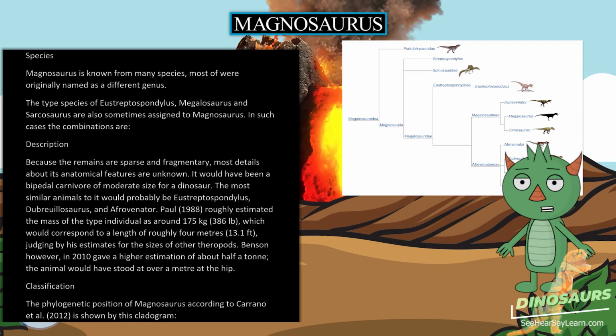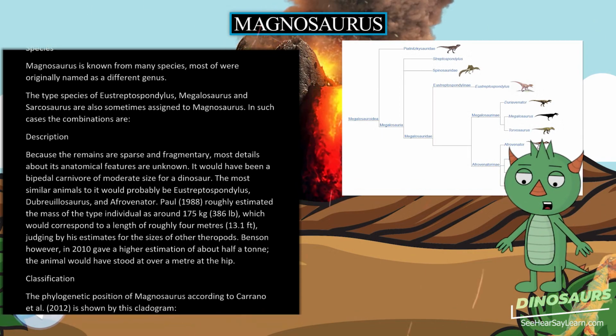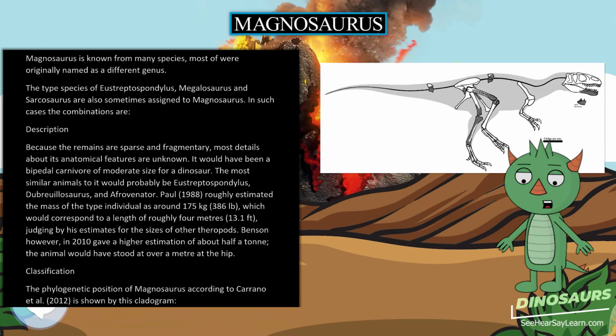Classification. The phylogenetic position of Magnosaurus according to Carrano et al. 2012, is shown by this cladogram.